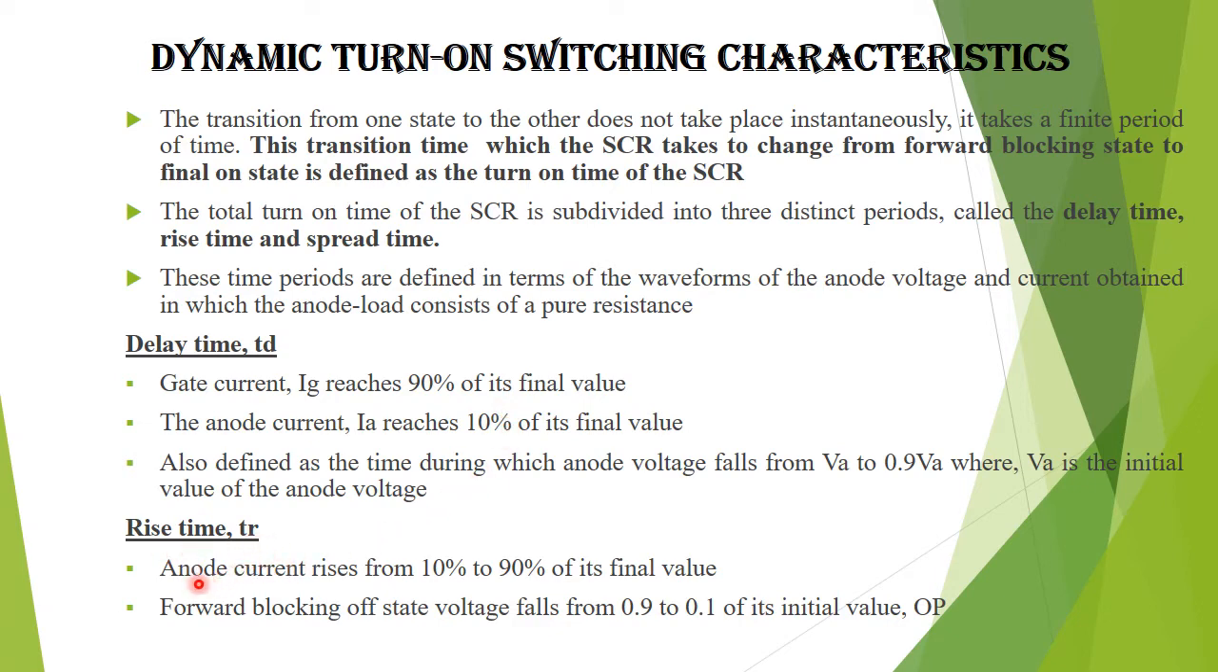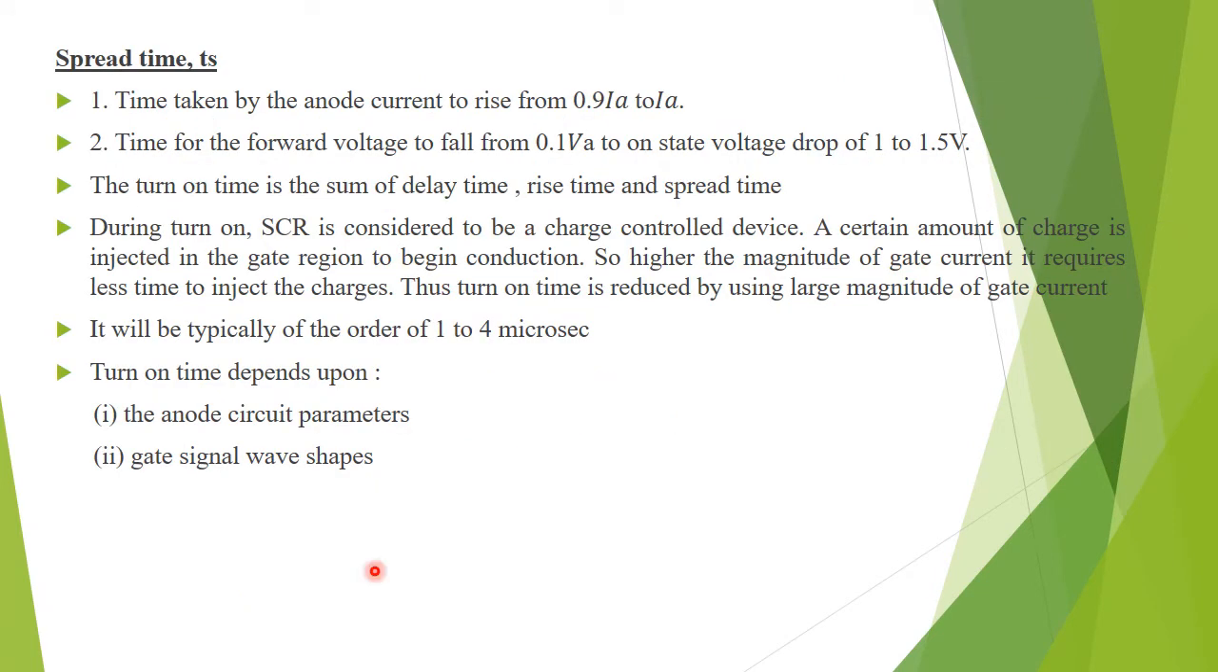Next is the rise time TR. In the case of rise time, the anode current rises from 10% to 90% of its final value. At the same time, the anode voltage falls from 0.9 VA to 0.1 VA. Next is the spread time. Spread time is defined as the time taken by the anode current to rise from 0.9 IA to its final value, that is IA. At the same time, the forward voltage will fall from 0.1 VA to the on state voltage drop.